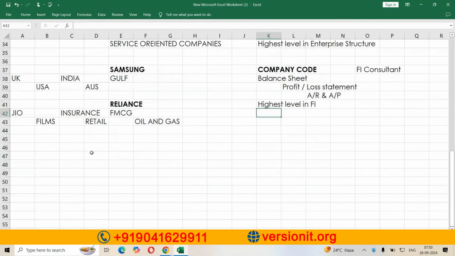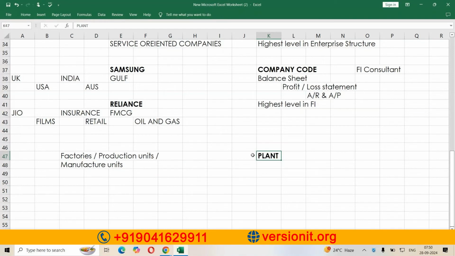Then comes the next one, company's factories, production units or manufacturing units, where your products are going to be manufactured. That location is what we call a plant. This is a naming convention. Companies' factories, production units, manufacturing units in SAP, we are going to name it as a plant. So plant is a place where inventory management is going to be carried out.